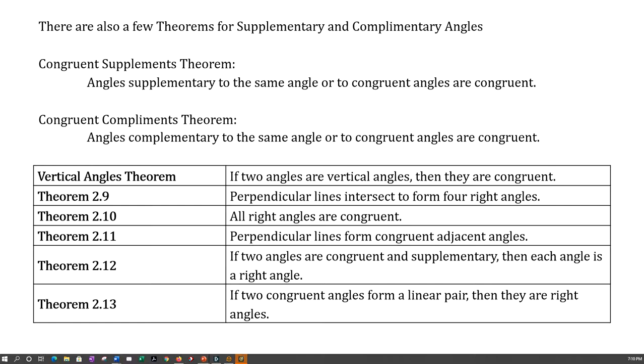2.12, if two angles are congruent and supplementary, then each angle is a right angle. I think that one makes sense. And the last one, if two congruent angles form a linear pair, then they are right angles. Remember, linear pairs have to add up to 180 degrees. If the two angles that form the linear pair are congruent, they have to have equal measurements. Then they only can be 90-degree angles. Does all that make sense? Okay.